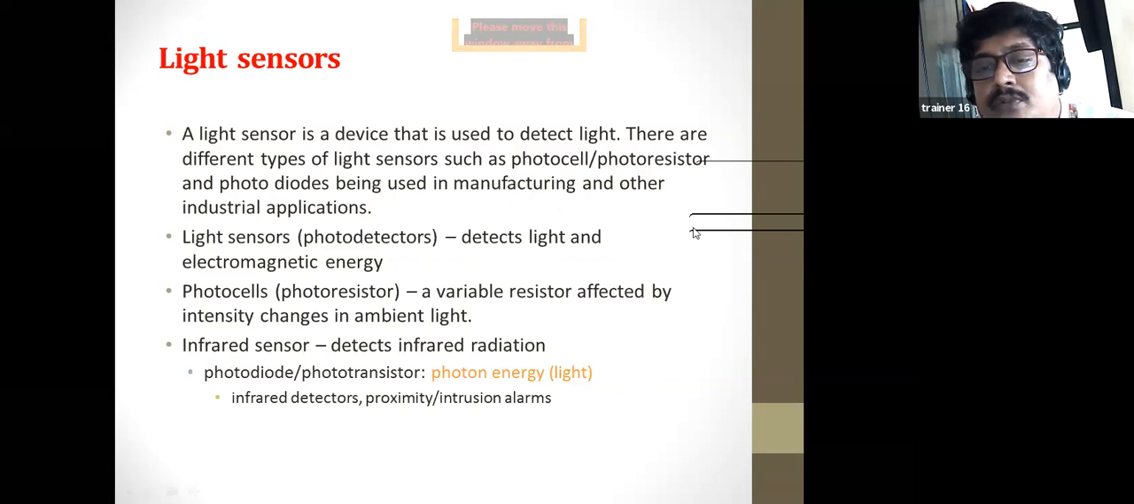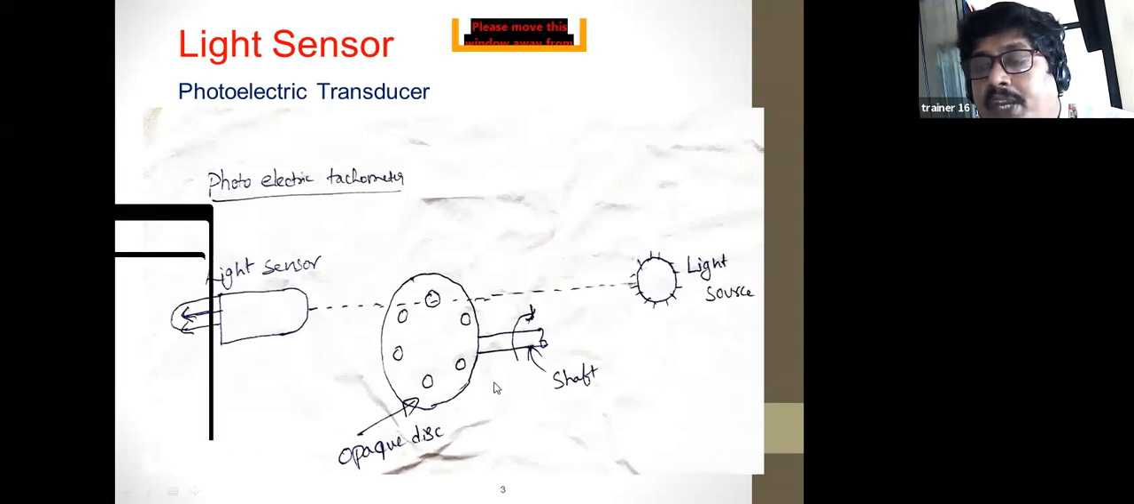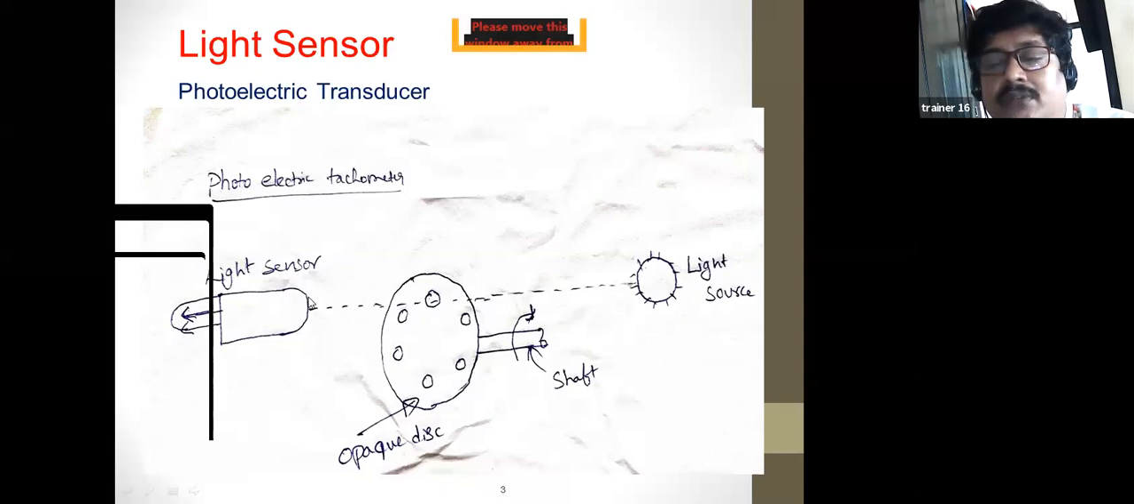The next one is the photoelectric transducer, where we measure the speed of the shaft. An opaque disc is mounted on the rotating shaft, and when the light source falls on that disc, circular holes on the periphery let the light pass through, and the light sensor receives the light. Thereby a pulse is generated. These pulses are counted by an electronic counter, and the number of pulses is calibrated in terms of the speed of the shaft.